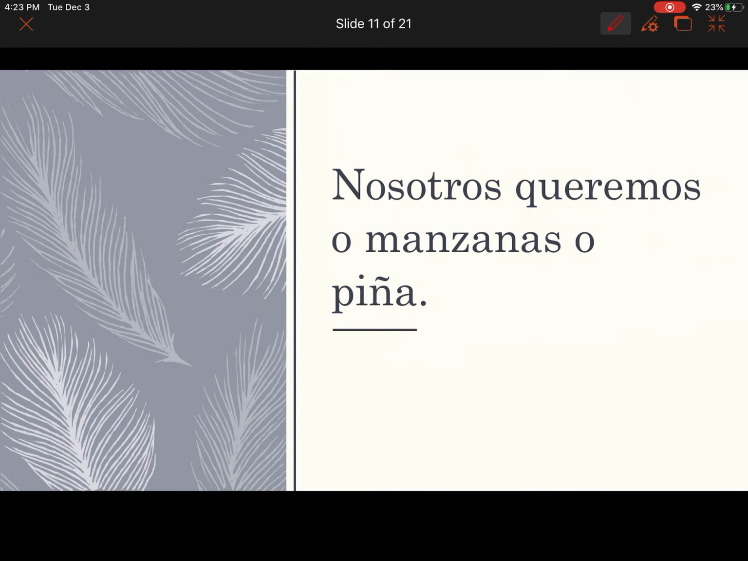Again, let's do all the steps. Nosotros queremos o manzanas o piña. The verb is queremos. So I'm asking, do we want apples or pineapple? So when I ask, do we want, you're going to answer, do you guys want?